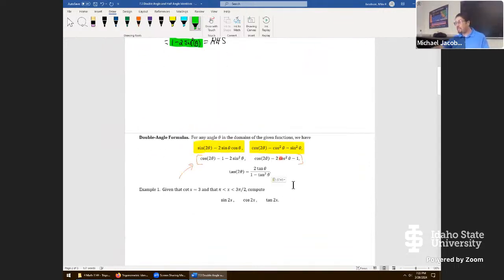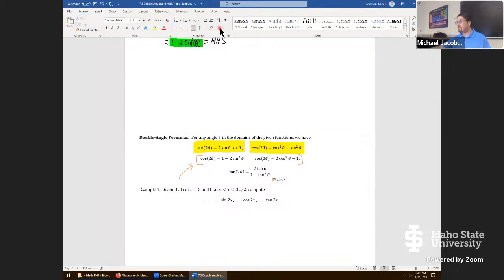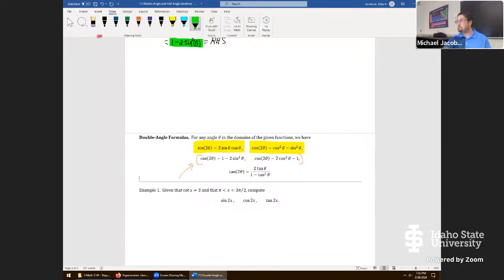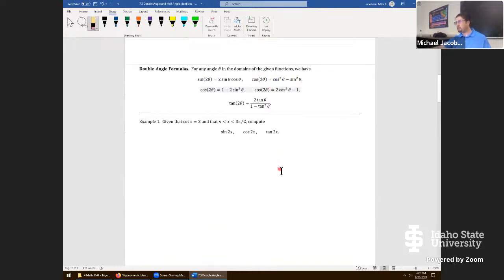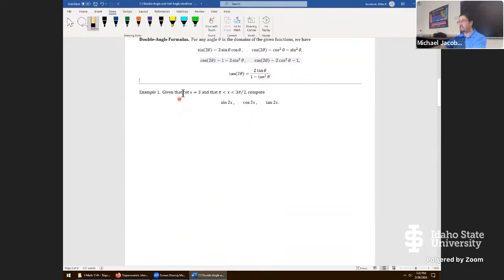Let's try out example 1 now in earnest. So it says, well, we have some really odd information here. We have cotangent at an angle x is 3. X is greater than pi, less than 3 pi over 2. That sounds like quadrant 3 altogether. We want to calculate 3 different things: sine of 2x, cosine 2x, tangent 2x.